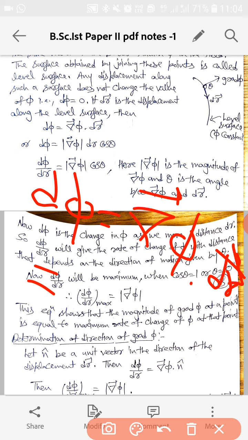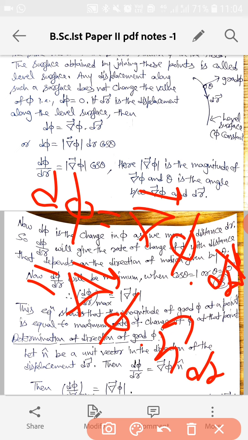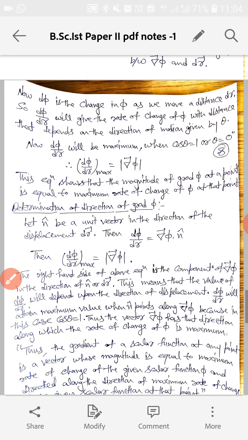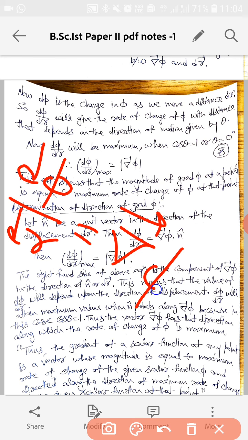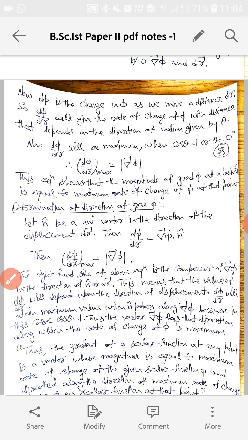So this can be written like this: dr vector will be n cap into dr. And now this will become d phi by dr equals gradient of phi dot n cap. Okay, so this is how we have written this equation. Understood?